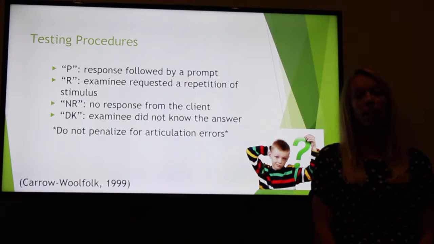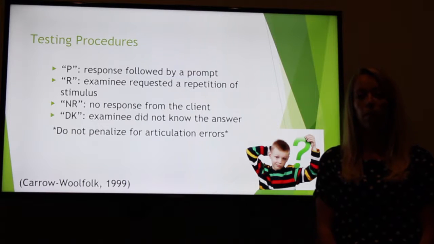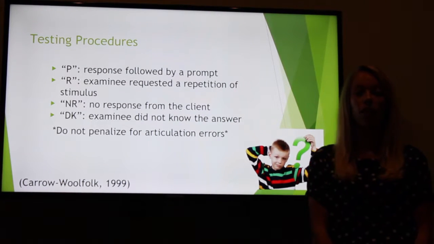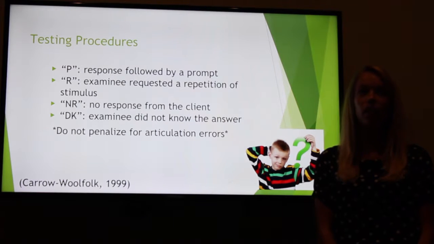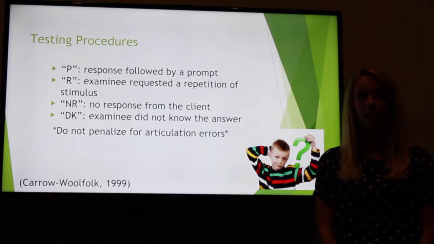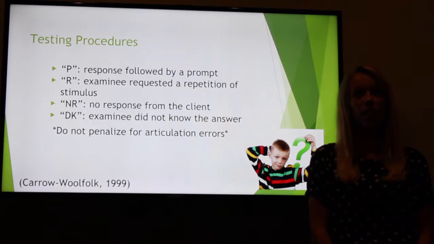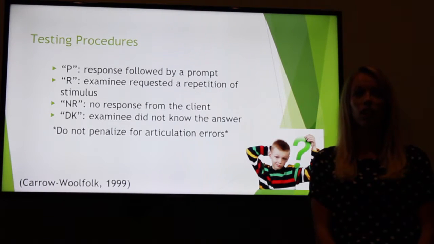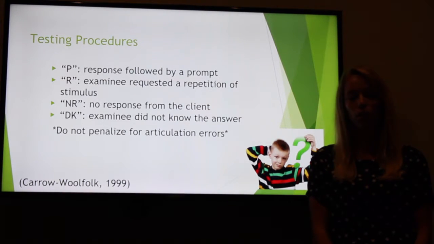So when it says P, that's a response followed by a prompt. And R means that the examinee requested a repetition of the stimulus. NR means there is no response from the client, and DK means the examinee does not know the answer. And also, the CASL does not penalize for articulation errors, but speech needs to be intelligible.